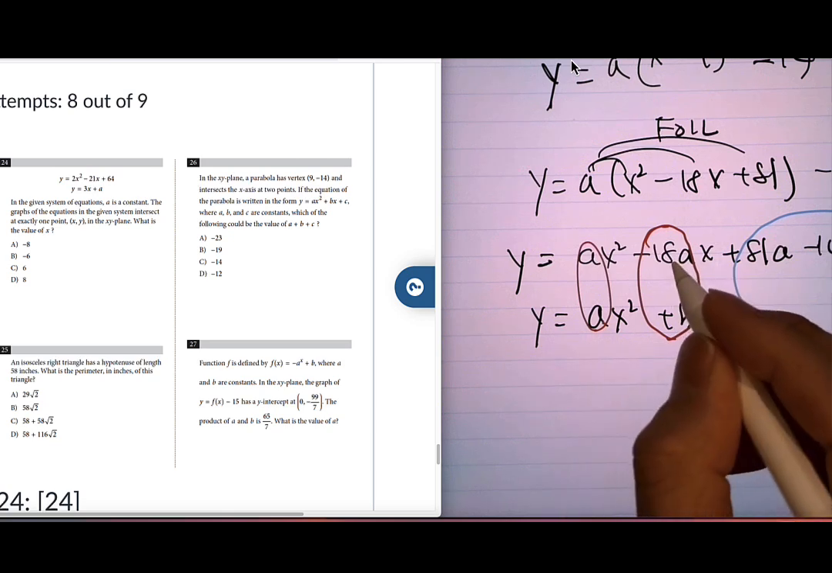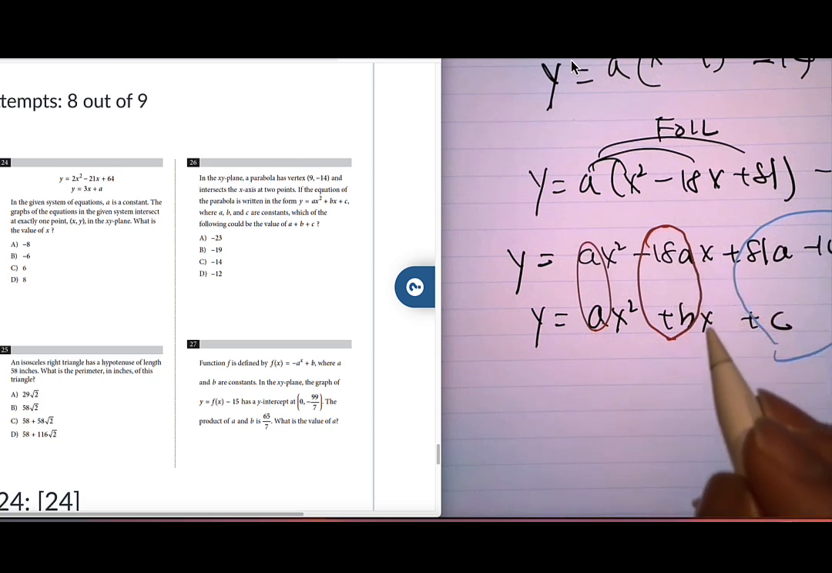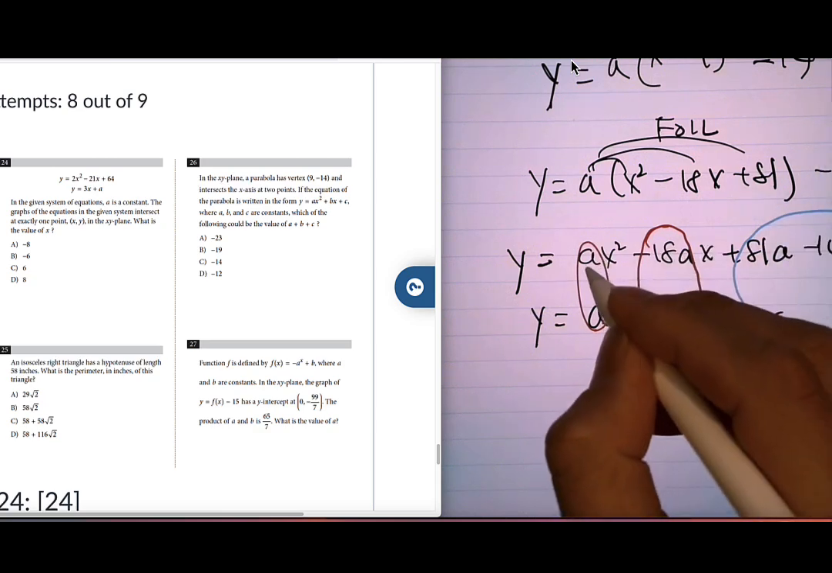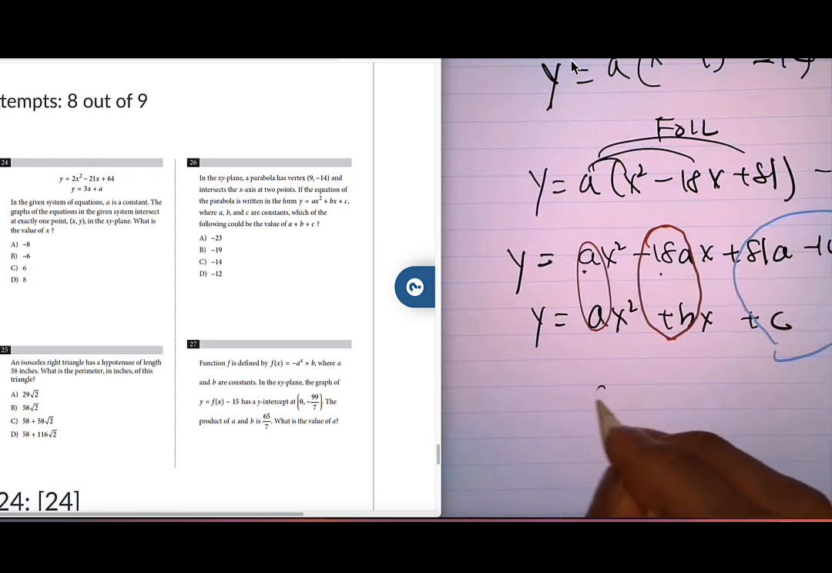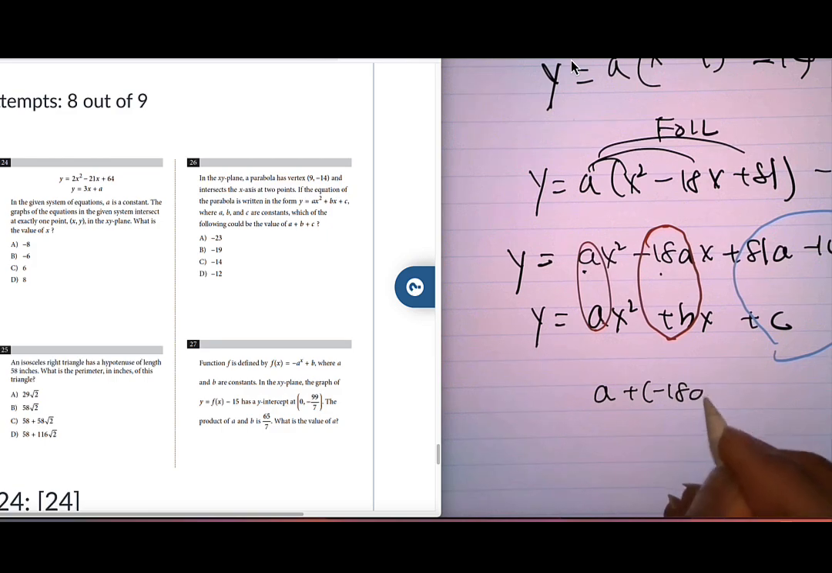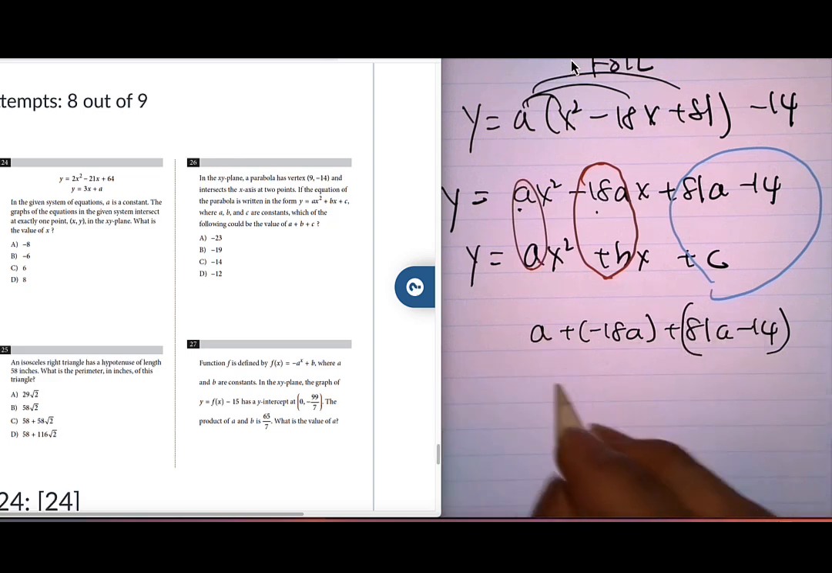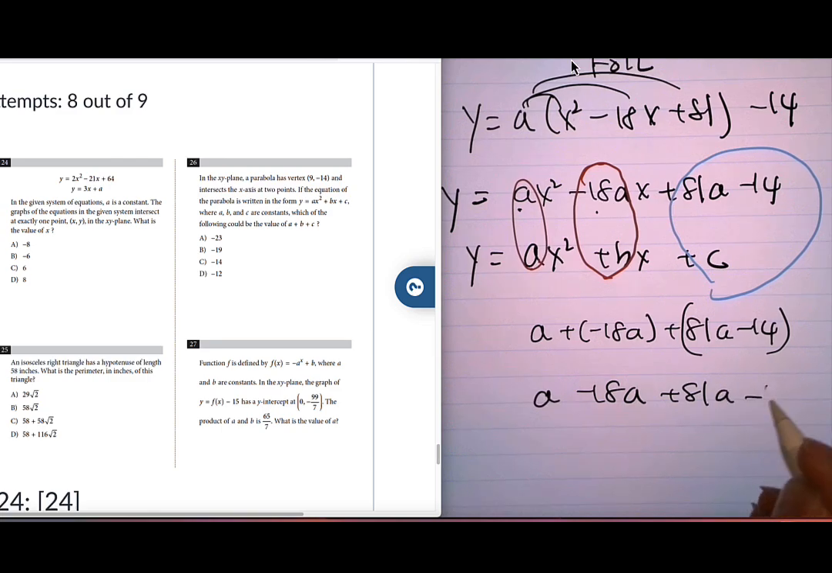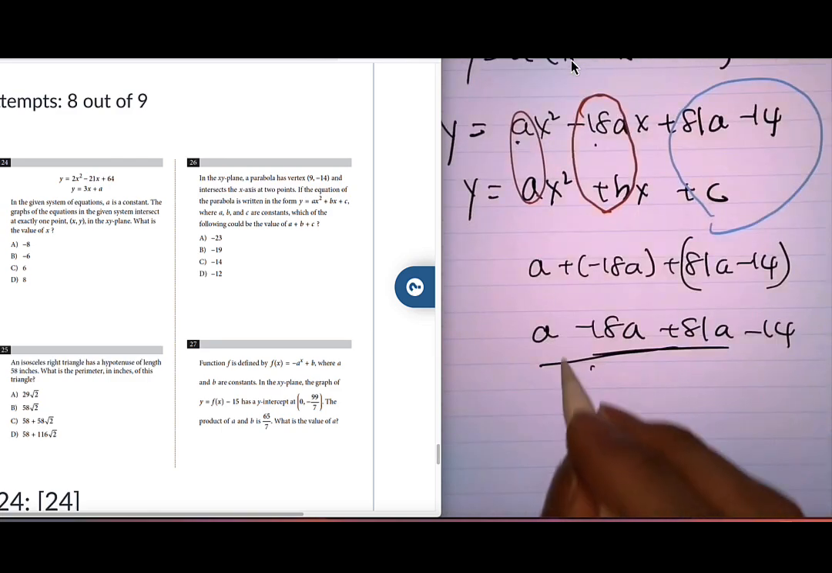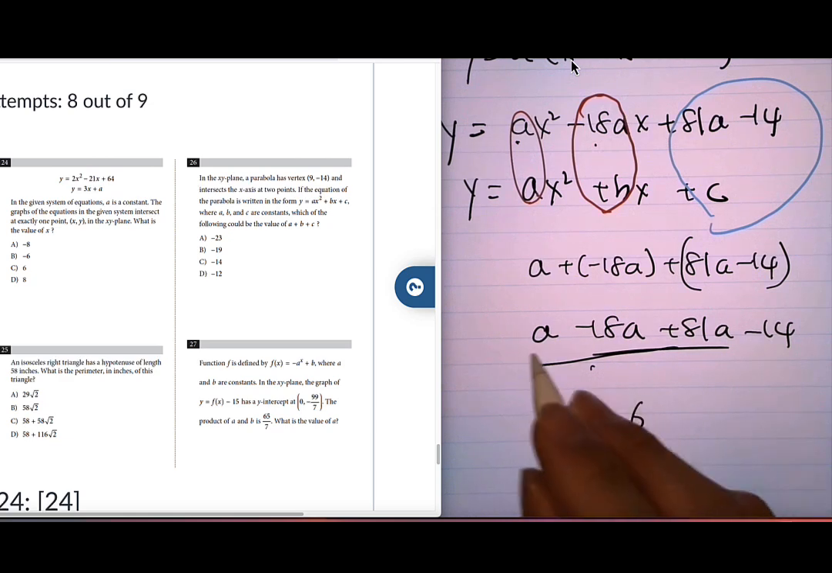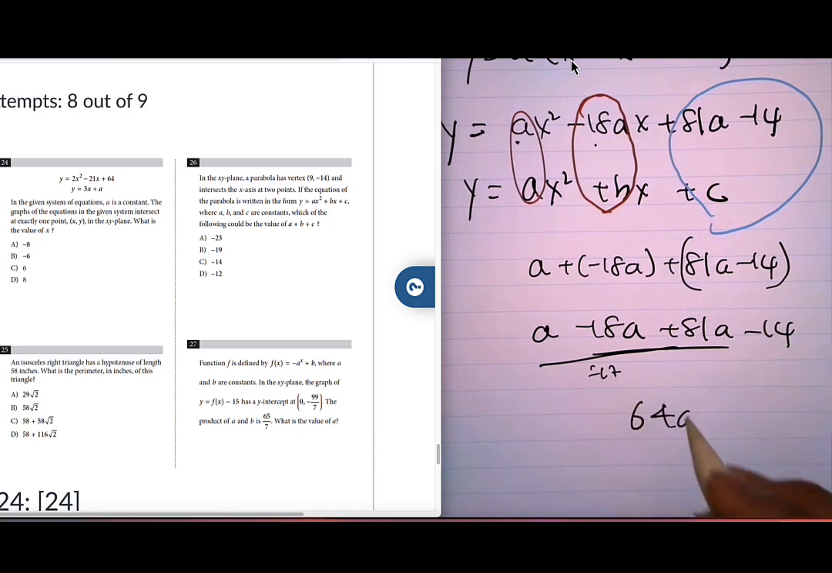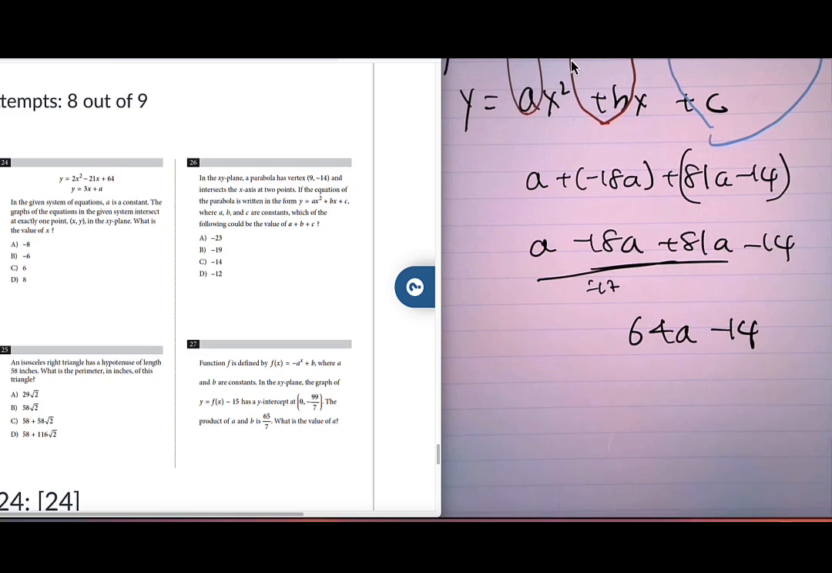Okay, so why don't we do this? We're gonna first add all these together. So a, negative 18a, and let's add them up. So what do we have here? a minus 18a plus 81a minus 14. Combine all these three terms, and you get 64a minus 14. So when we get this far, all these sums represent a plus b plus c.